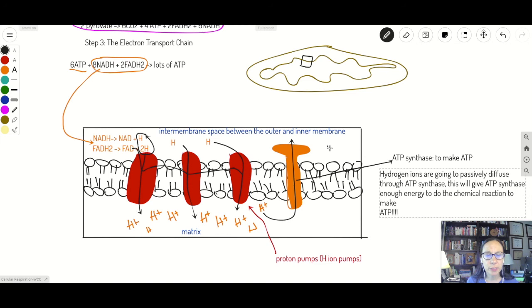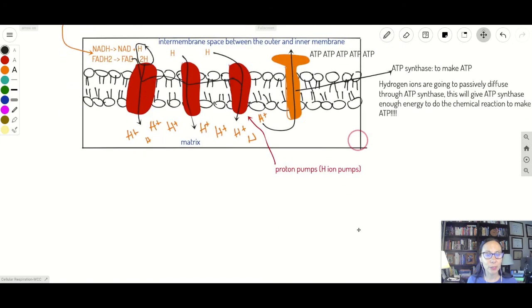And so we're going to end up having lots of ATP generated. This ATP synthase is going to generate a lot of ATP. In the end, because we have all these energy storing molecules, NADH and FADH2, those hydrogen ions are going to passively diffuse through ATP synthase, generating a lot of ATP. And that's what we're going to get out of the whole cellular respiration.